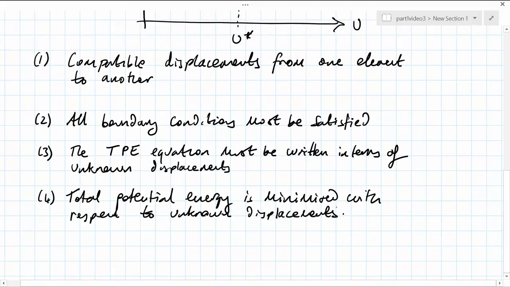To use this method, the following must be satisfied. Firstly, compatible displacements from one element and another are said to exist. This means that the first derivatives across each node must be continuous. All boundary conditions must be satisfied. The total potential energy equation must be written in terms of unknown displacements. And finally, the total potential energy is minimized with respect to unknown displacements.